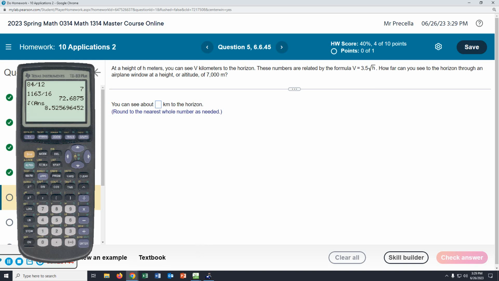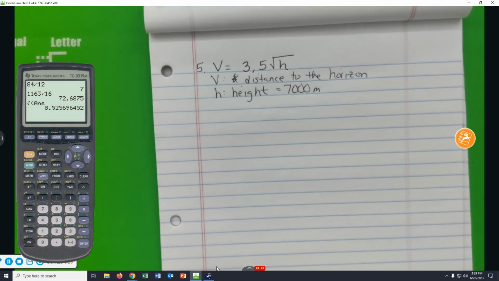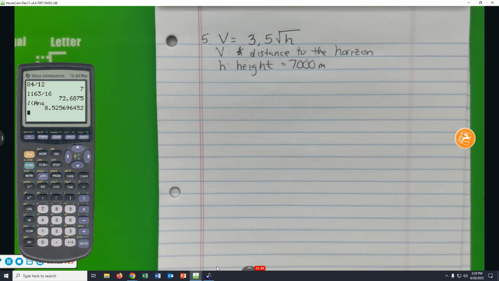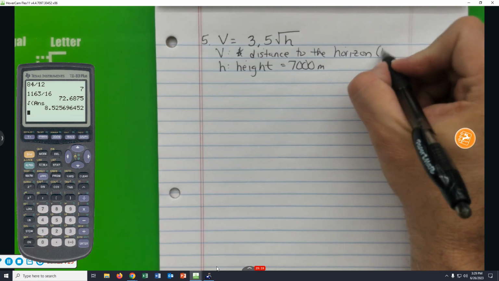I'm going to switch to the paper. Well, wait, I'm trying to decide what to write for the V. V is the V kilometers to the horizon, the distance to the horizon. Yeah, that's good. Okay, so you're at 7,000 meters. This is not a building that you're looking out from to the horizon. Maybe we should make a note that V is in terms of kilometers. Yes, kilometers. The height is just in terms of meters.